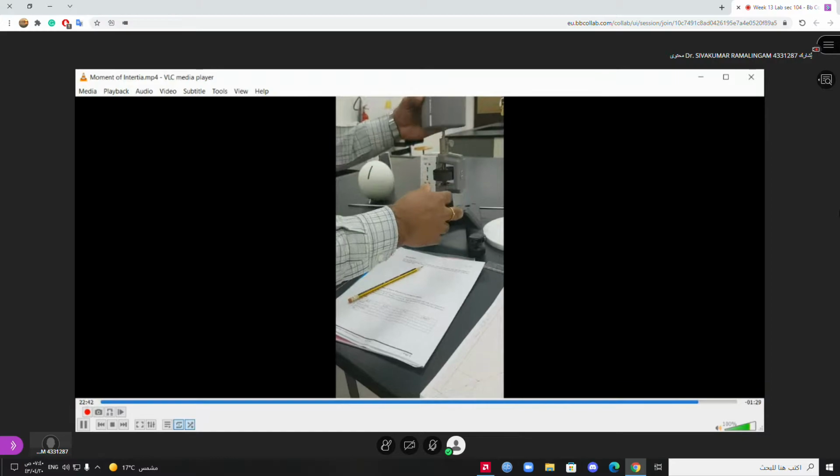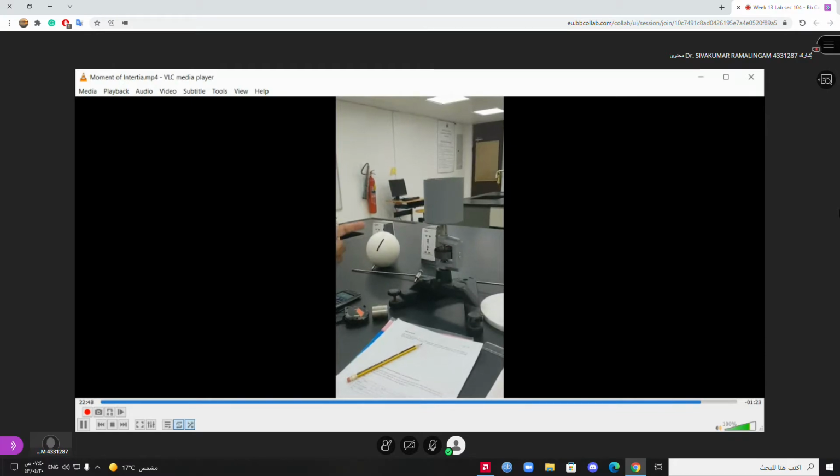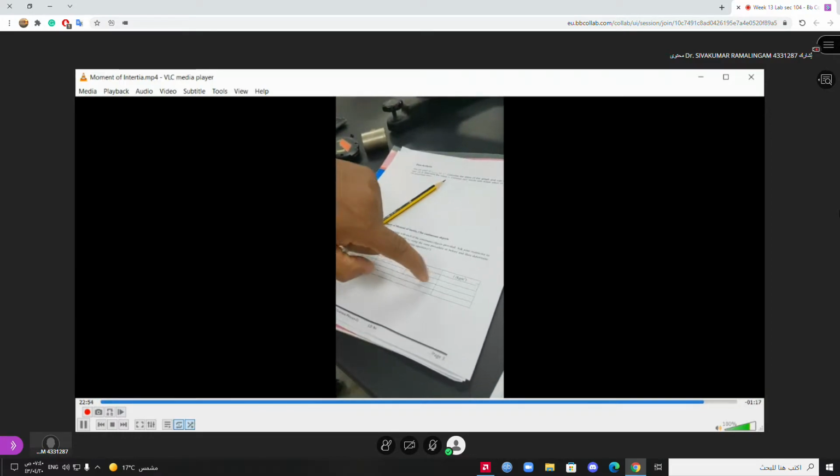And the next, take the hollow cylinder. There is a mark. Keep the mark facing you. Tighten it and give the oscillation. And you can find the time taken for 10 oscillations. Record it here and divide by 10, you will get the time period. Substitute the t value in the formula, you will get this.